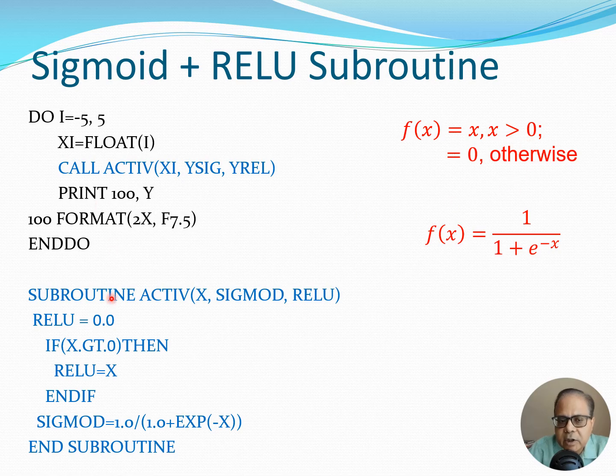So let's create a subroutine for that. Here the subroutine is named active. It takes in x, and it returns sigmod and RELU. The sigmod function is calculated just by using the expression given here, that is 1 divided by 1 plus e to the power minus x. For RELU, we first set RELU to be 0, and if x is greater than 0, then we put RELU to be x.